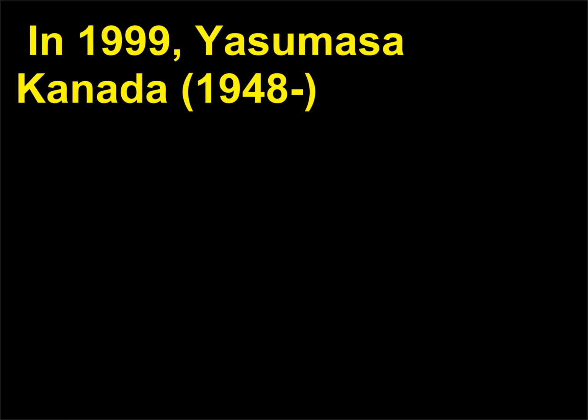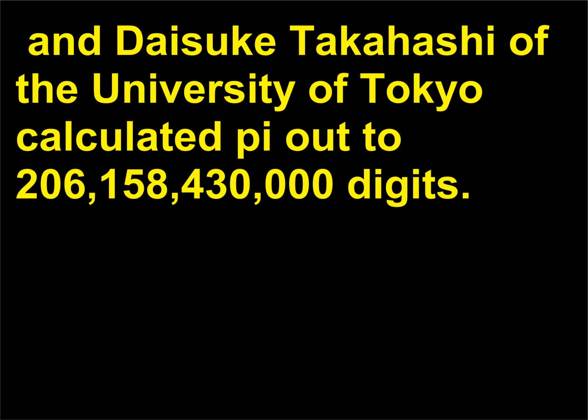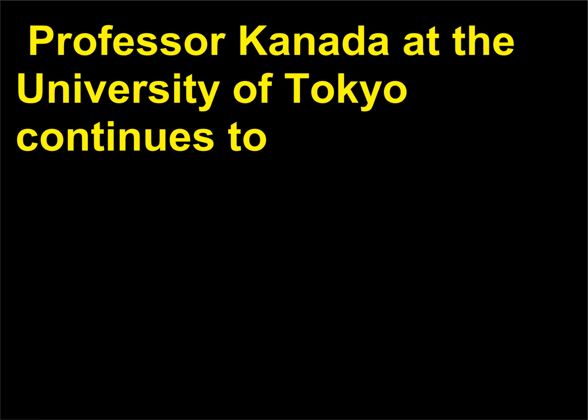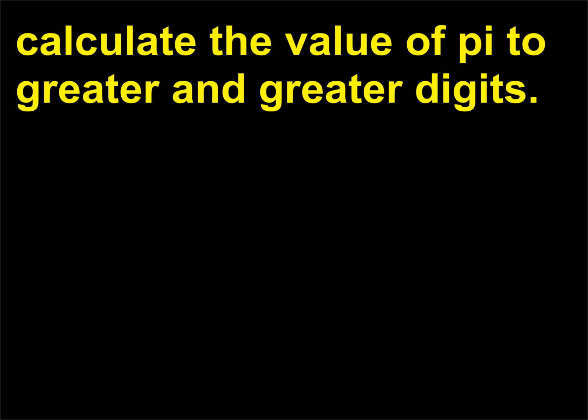In 1999, Yasumasa Kaneda, born 1948, and Daisuke Takahashi of the University of Tokyo calculated pi out to 206,158,430,000 digits. Professor Kaneda at the University of Tokyo continues to calculate the value of pi to greater and greater digits.